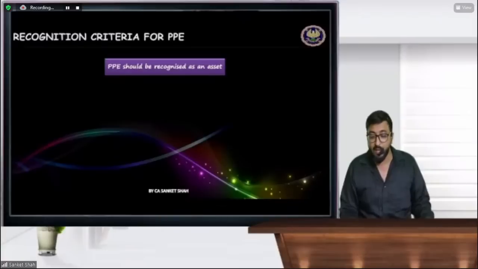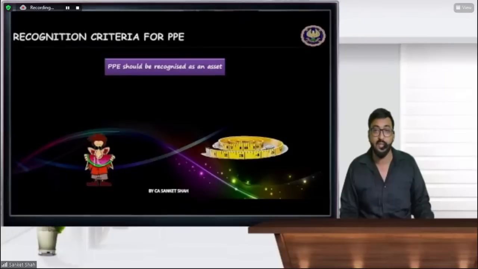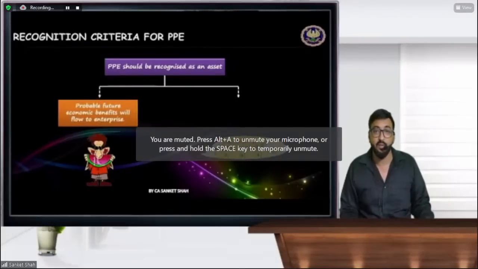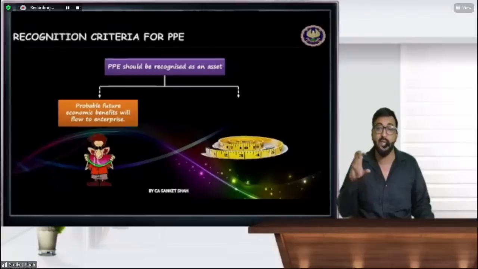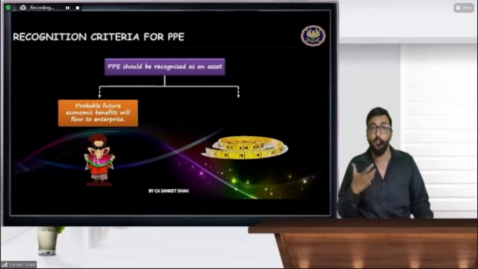PPE should be recognized as an asset. When to recognize it as an asset? You can see here: if you can measure it reliably and it is probable that future economic benefit will flow to the enterprise. Now see, this person who is eating watermelon, beta, means he is getting some benefits.